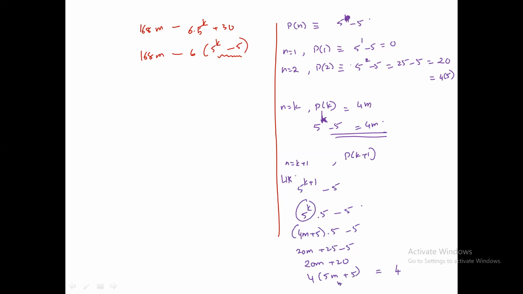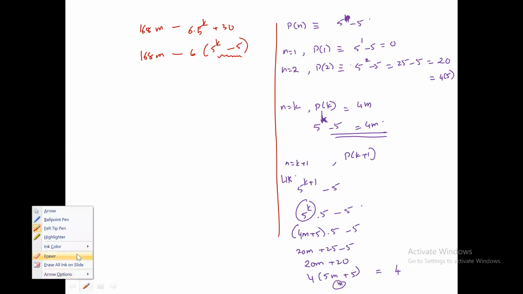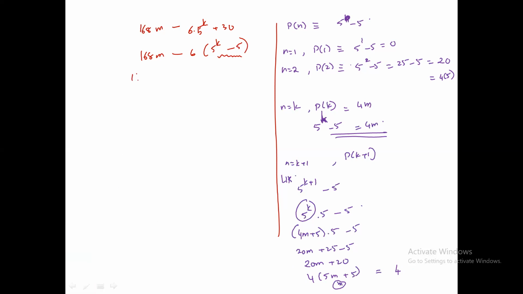Four into something, 4m, is a multiple of 4. So coming back to our question. Where did we leave the question? We'll start there. 168m minus 6 into 5 power k minus 5 is a multiple of 4. I will take 24 outside. When I take 24 outside, I will have 7m minus m. So it's a multiple of 24.